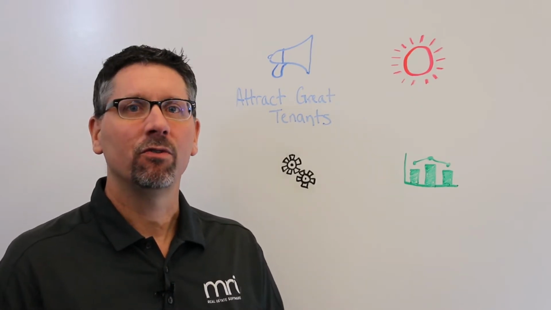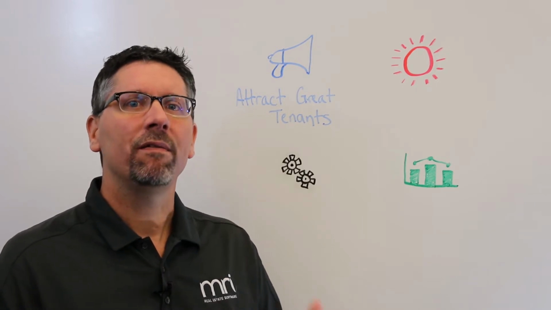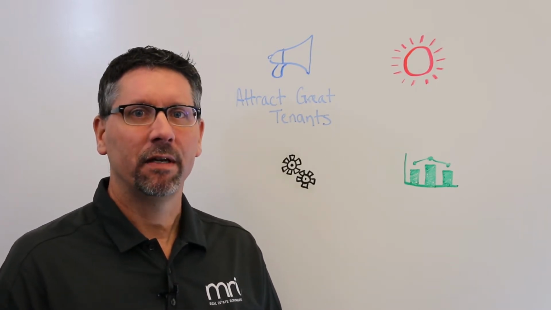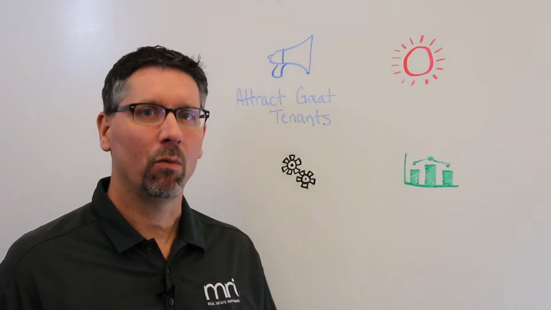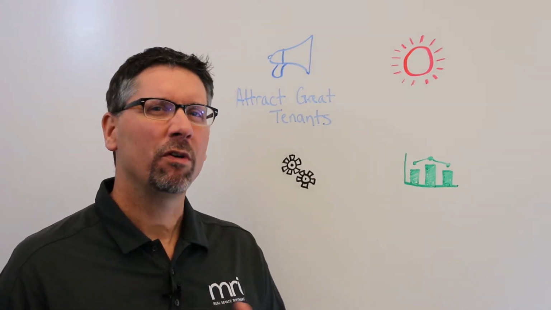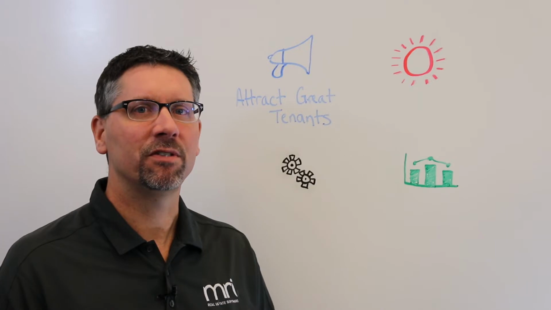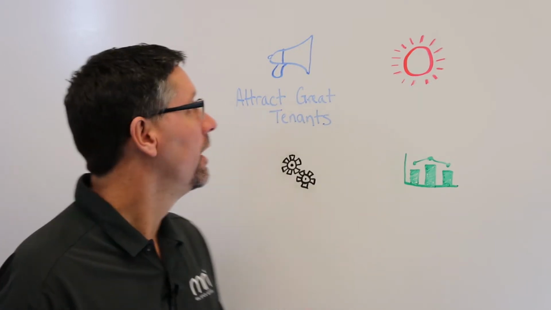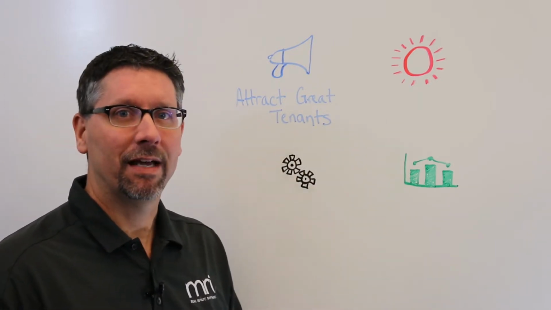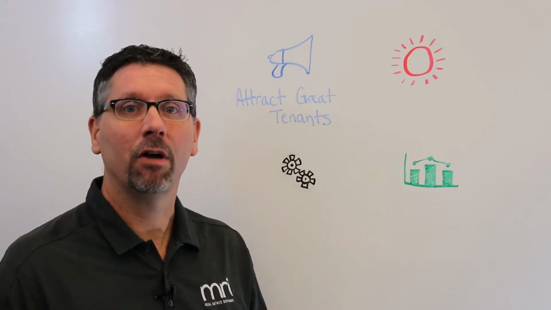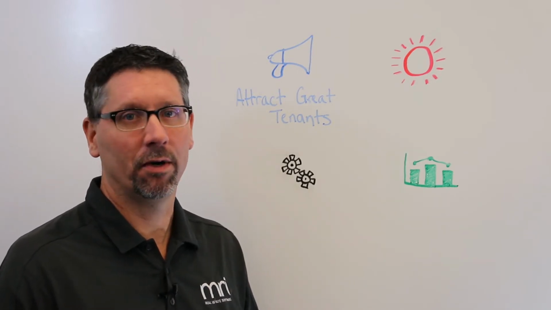Over the next few episodes, we're actually going to showcase a new way of thinking about the commercial real estate space. It's something that we're calling MRI at work. And we've broken that up into four different pillars or major themes that we're going to cover over those next episodes. The first is attracting great tenants. Really, the lifeblood of your operation are those tenants that fill the spaces that you own and operate.